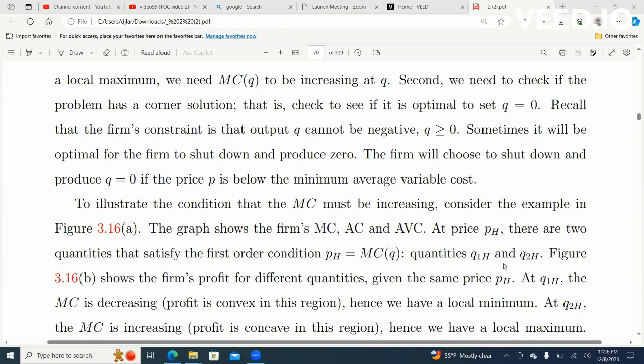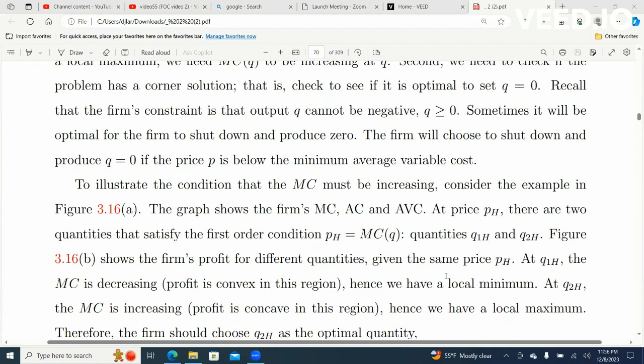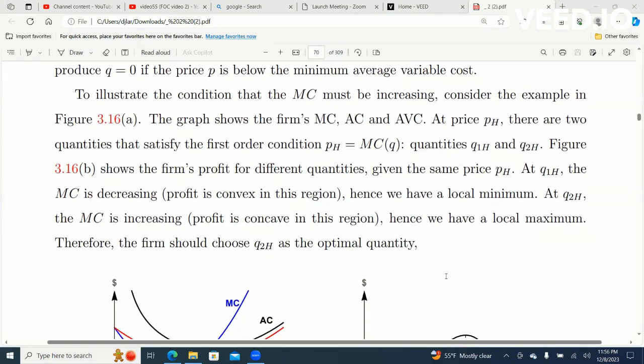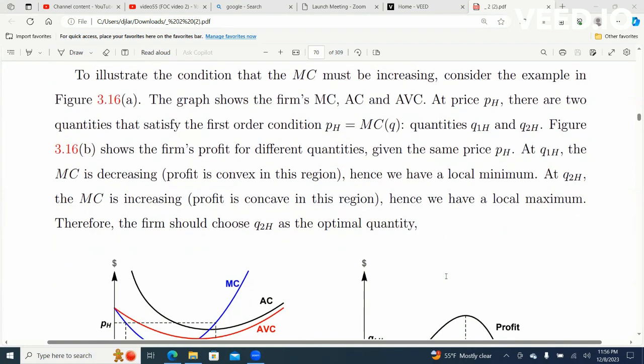Second, we need to check if the problem has a corner solution, that is, check to see if it is optimal to set Q equals 0. Recall that the firm's constraint is that output Q cannot be negative, Q greater than or equal to 0. Sometimes it will be optimal for the firm to shut down and produce 0. The firm will choose to shut down and produce Q equals 0 if the price P is below minimum average variable cost.